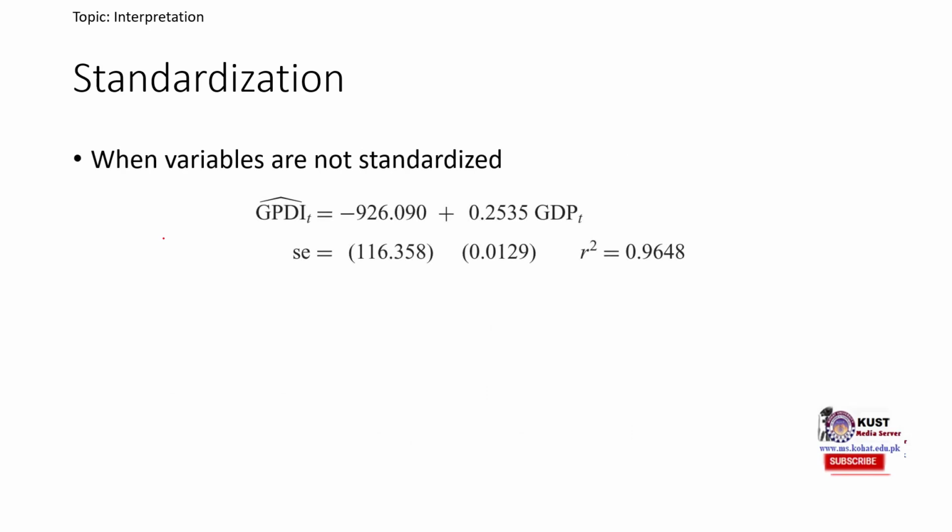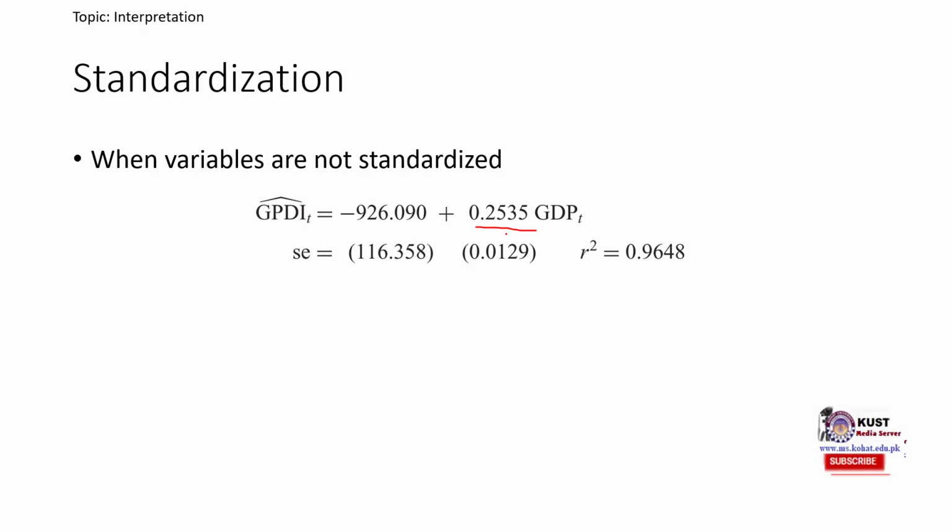So when variables weren't standardized in our previous example, this is how we interpreted it. Both the variables were in billions. We said if the GDP would increase by 1 billion, the GPDI would increase by 0.25 billion, right?